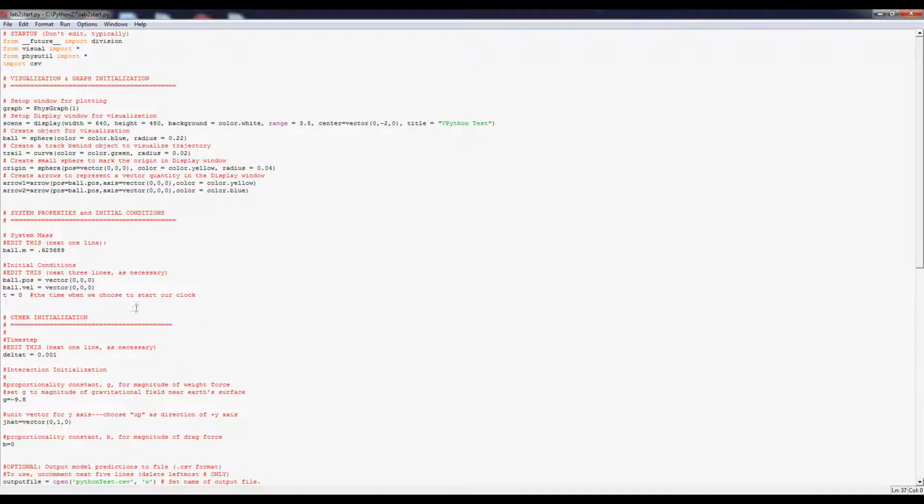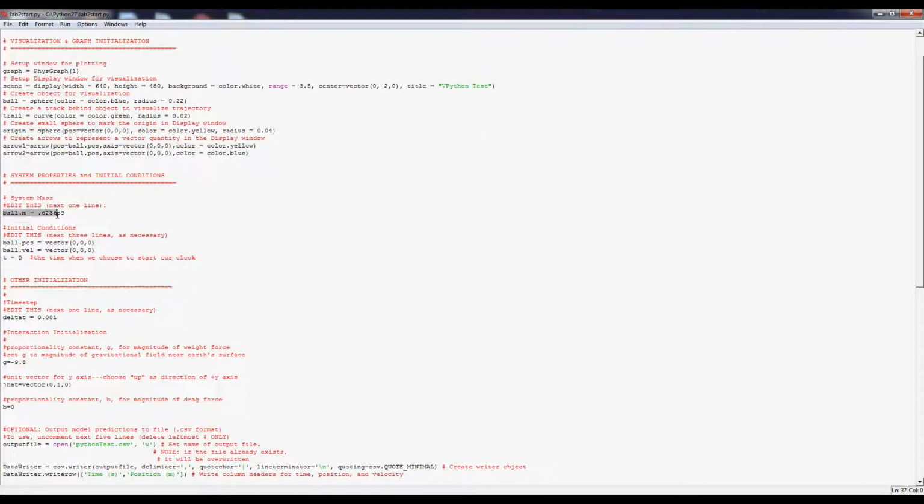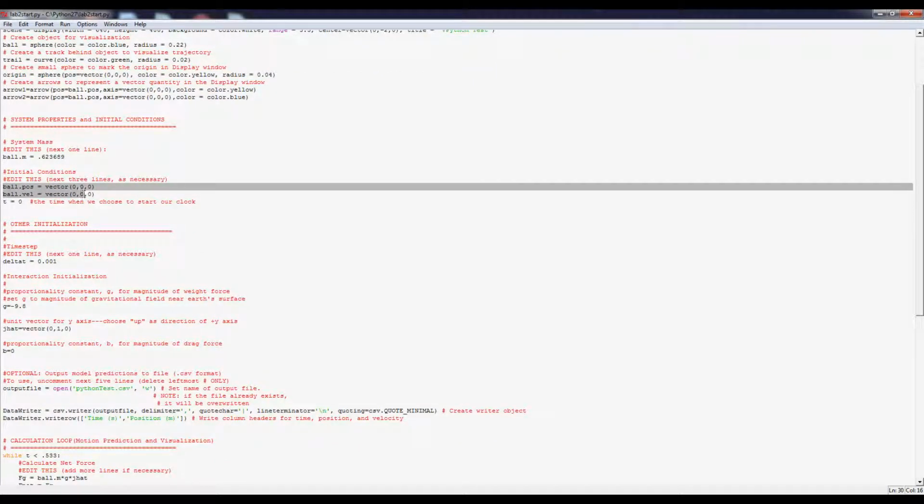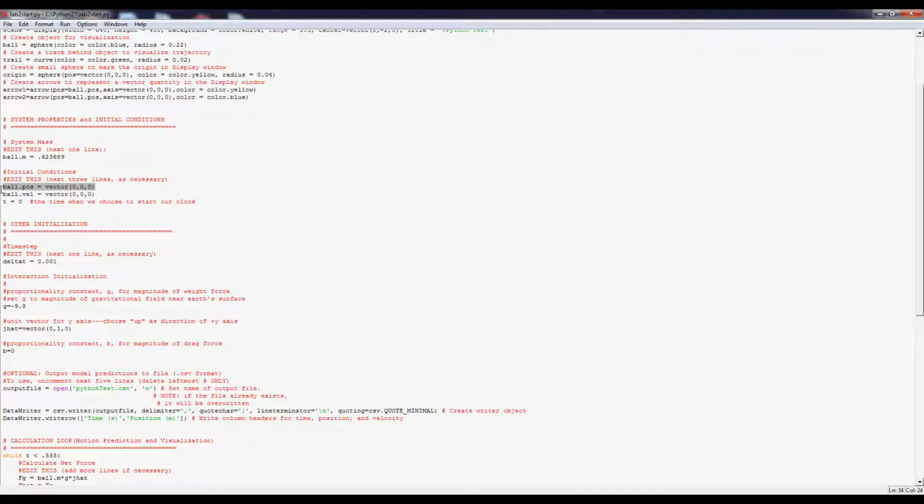In this lab, I created a computational model for the basketball's motion with and without drag in VPython. I then compared these models to my experimental data. This is the code I used to create the model for the ball falling without drag. Here I changed the mass from 1 to 0.623 kilograms. And here I set the initial position to 0, and here the initial velocity to 0.